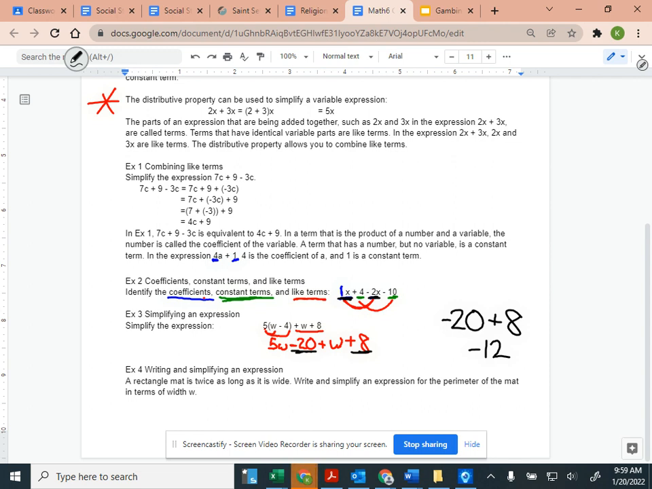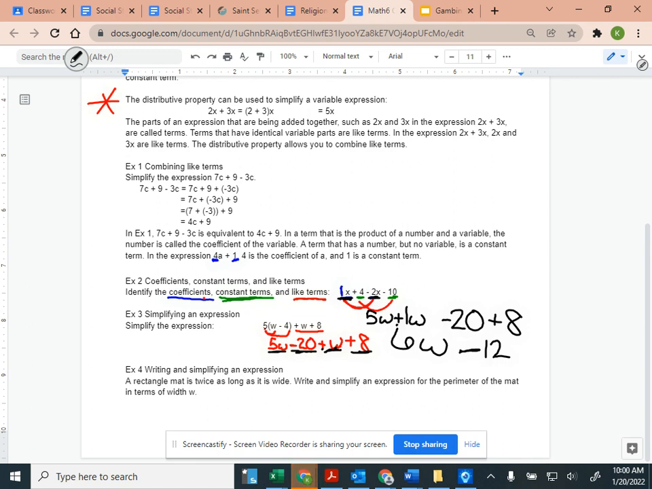What other like terms do I have, Kira? 5 and 1. Tell me the whole term. You have to have 5W and 1W. Because I have a plus sign in front of this W, I know it's going to be a plus here. What is 5W plus 1W, Kira? 6W. And minus 12.